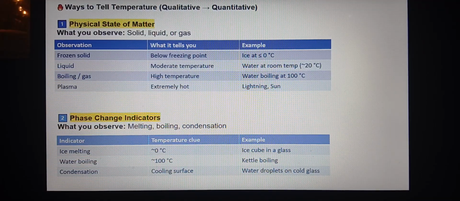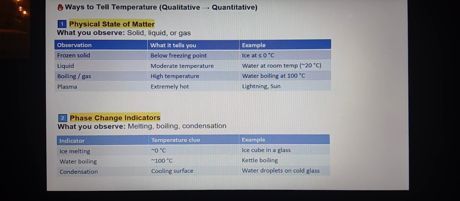Phase change indicators, what you observe: melting, boiling, and condensation. If you see ice melting, you're at 0 degrees C. Ice cubes in a glass. Water boiling, you'll be at 100 degrees C.